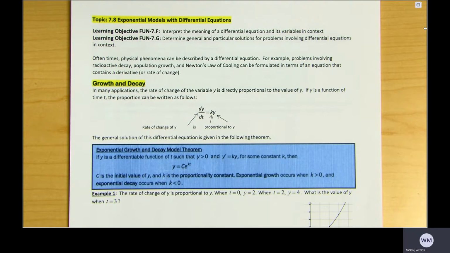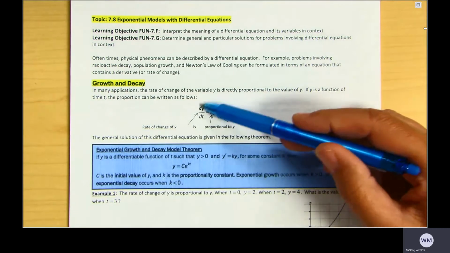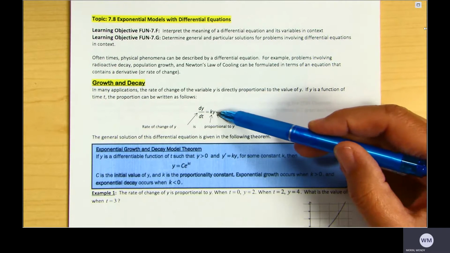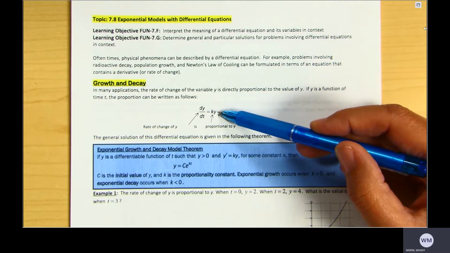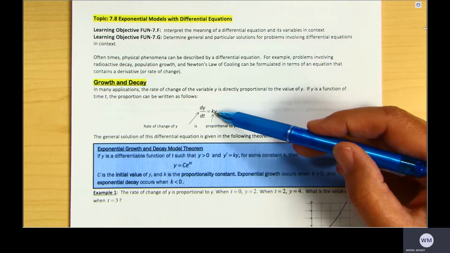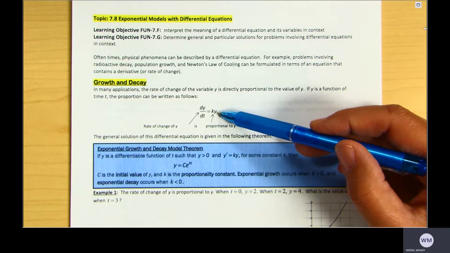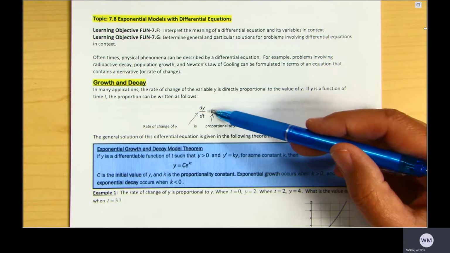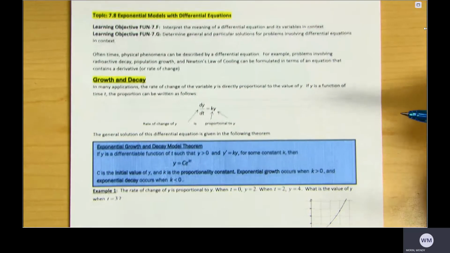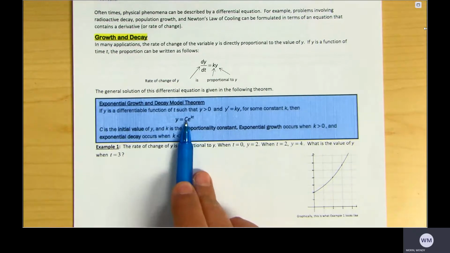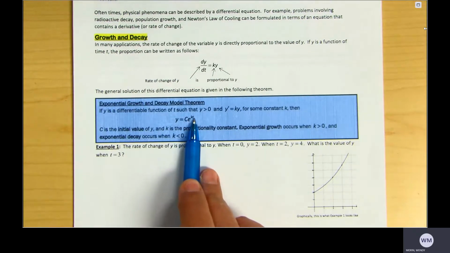First of all, if they talk about the rate of change of y being proportional to y, remember from back in probably 9th or 10th grade, direct proportion, inverse proportion, these are directly proportional to each other. So if you see proportional, it'll be a k. So proportional to y is k times y. Okay, so you have the exponential growth and decay model theorem. This theorem right here, c times e to the kt.